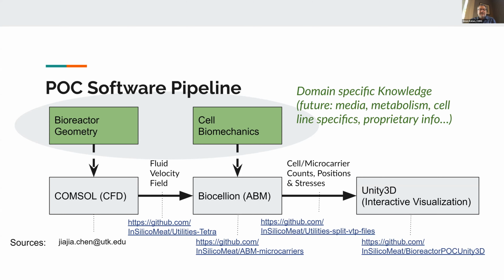So finally, the Biocellion simulation spits out the cell and microcarrier counts, their positions, their stress numbers. And again, that has to be pre-processed before it can be used for visualization. So there's some other software that's available on GitHub for that. And then there's an interactive visualization tool that we built, also available for download on GitHub. And we'll do a quick demo of that. Next slide.